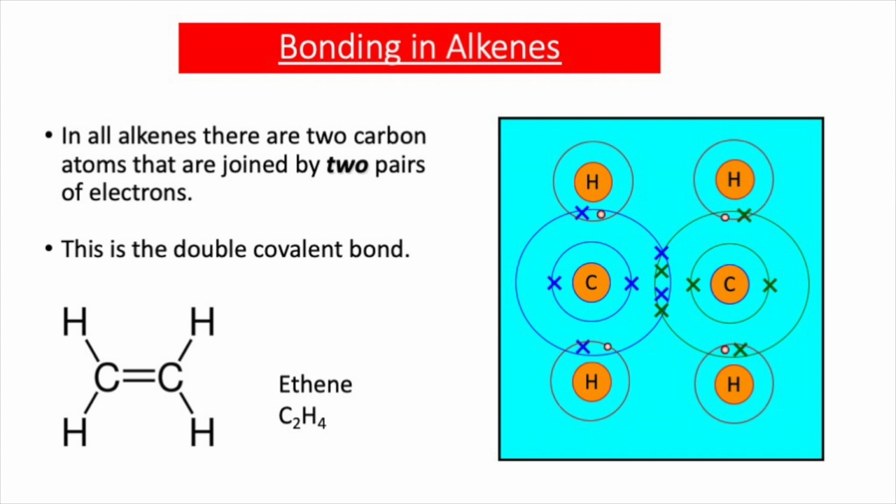Now every alkene contains a carbon-carbon double bond. And the full structural formula here of ethene shows this clearly because it's represented by 2 lines. A single line is a shared pair of electrons, a single covalent bond. A double line represents a share of 2 pairs of electrons and a double covalent bond.